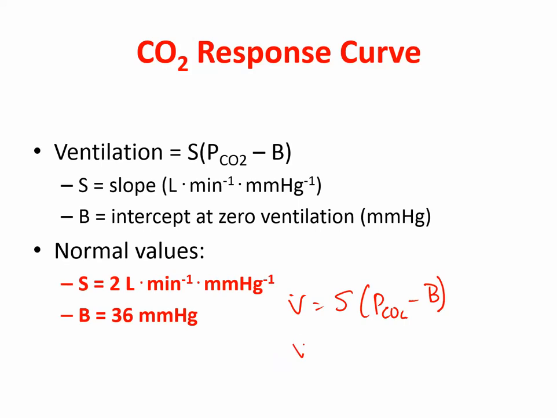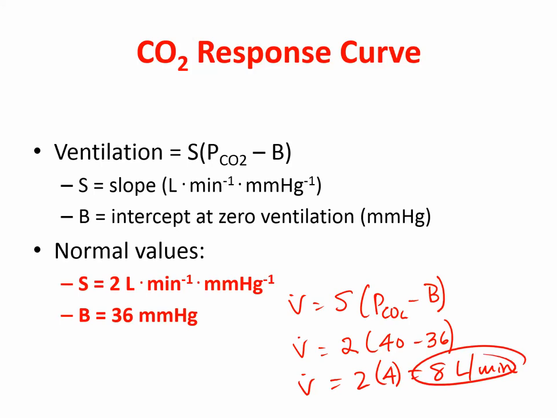And so then let's put some normal values in here. The slope is 2, the normal PCO2 is 40, the normal apneic threshold is about 36, so then the minute ventilation is 2 times 4, which equals 8 liters per minute, which is the normal minute ventilation. So the graph makes sense, the formula makes sense.